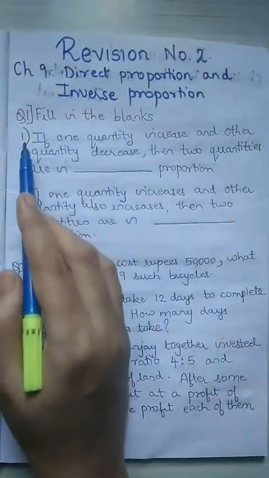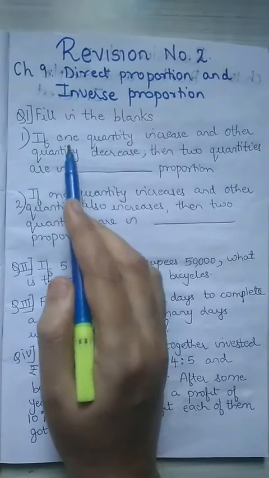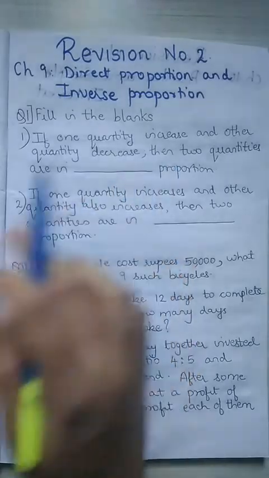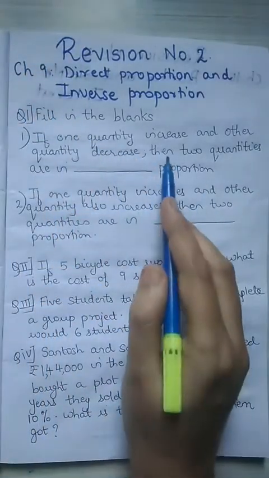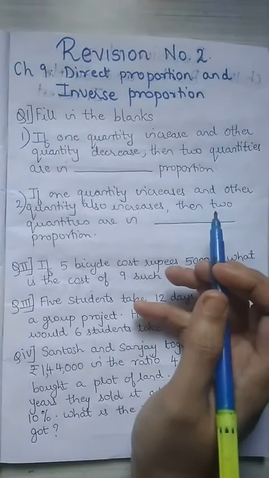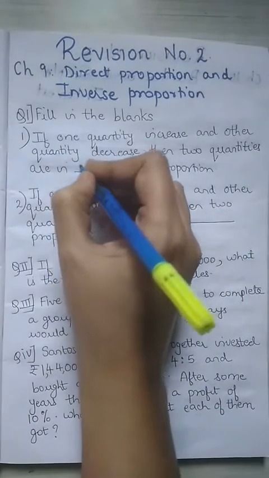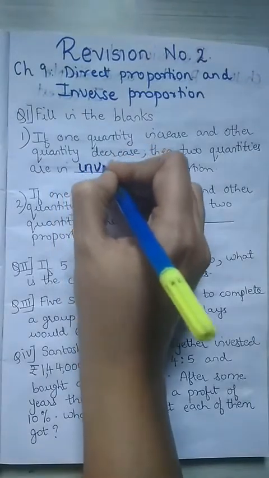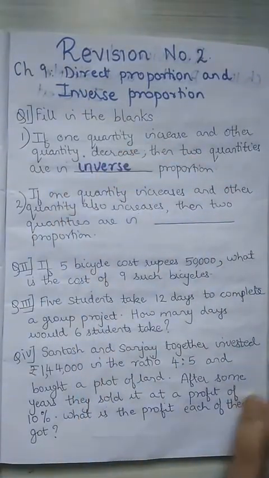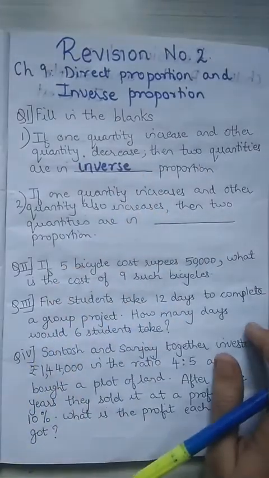As I said, first one: if one quantity increases and the other quantity decreases, one is increasing, the other is decreasing, then the two quantities are in dash proportion. What do you think? What is the answer? Very good. The answer is inverse proportion. Okay, one is increasing, other is decreasing, it is inverse.